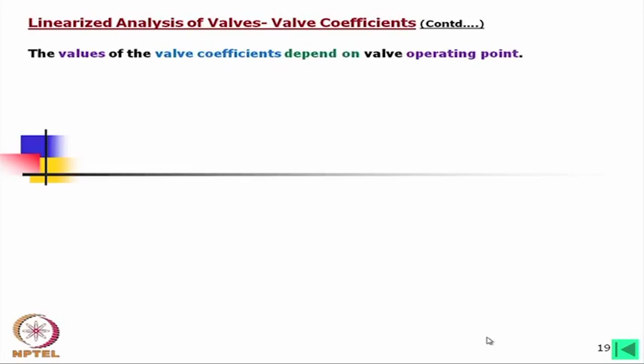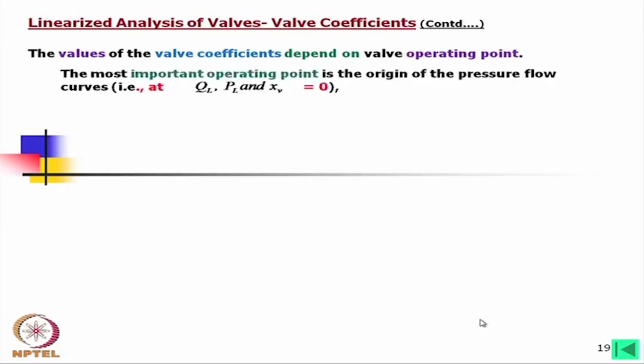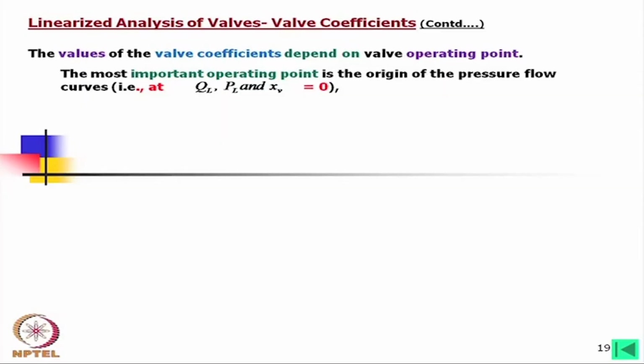The values of the valve coefficients depend on the valve operating point that I have mentioned. This will vary at different points. The most important operating point is the origin of the pressure flow curves. Why is it most important? Usually what we need is that a load has to be moved in one direction and the next moment it has to move in the other direction also. So, definitely the operating point near the null point is most important.